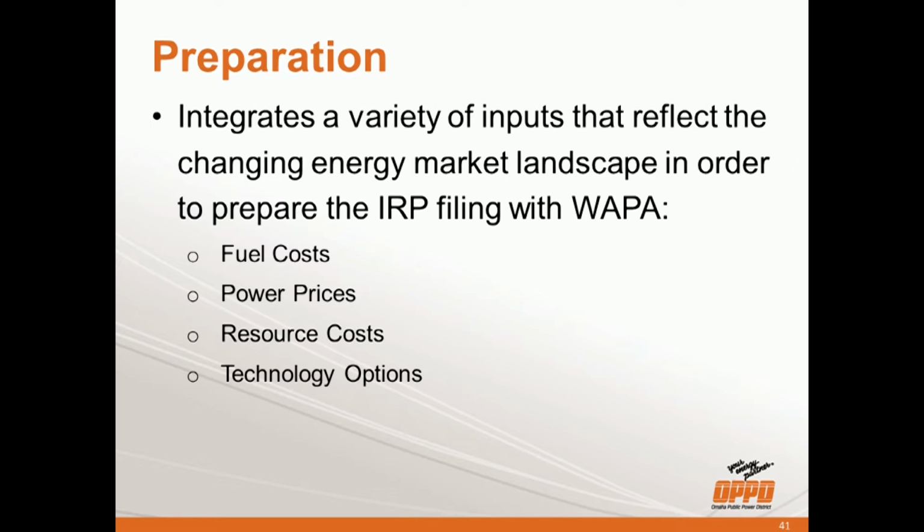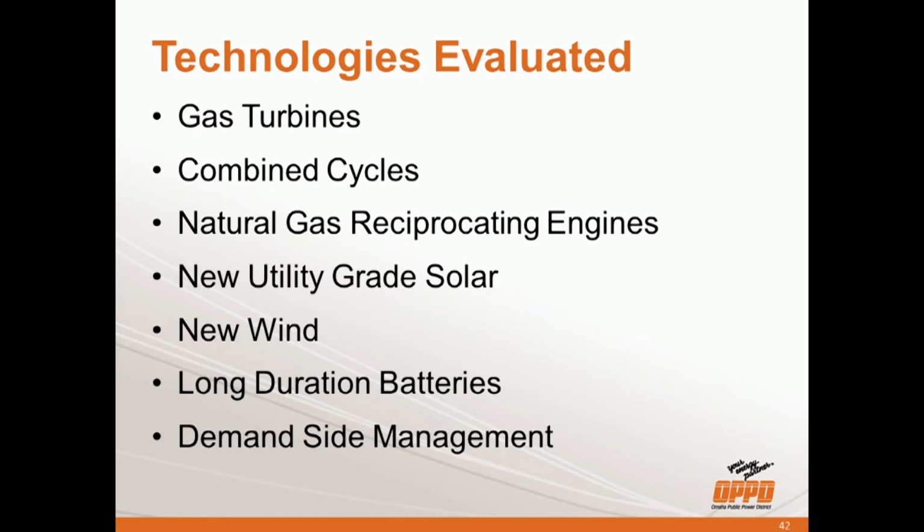On the next slide, you can see the various technologies and resources that we considered as we went through the planning effort. Some of these will look very, very familiar to you from what you may or may not have seen from the Fort Calhoun Station analysis. I will point out bullet point 4 and bullet point 5. We have evaluated new utility grade solar and new wind. The cost inputs that we used during that evaluation were as a result of the competitive request for proposal that the district recently completed. So we feel like we have real good up-to-date information for those components.